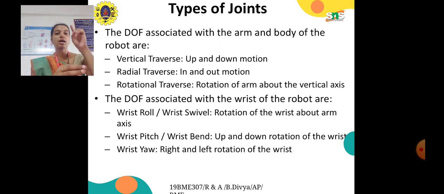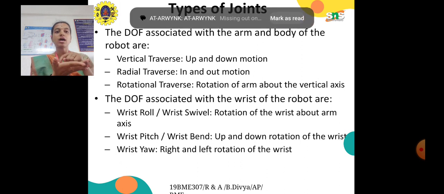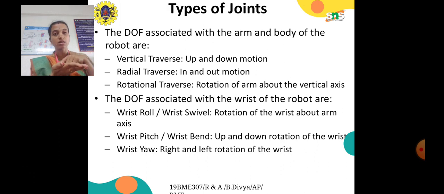Vertical traverse is the up and down motion. Radial traverse is in and out. Rotational traverse is the rotation of the arm about the vertical axis. Okay, vertical traverse is about up and down. Radial traverse is about in and out. Whereas the rotational traverse is the rotation of the arm about the vertical axis. In the vertical axis, the rotational arm of the robot will rotate about the vertical axis, right?